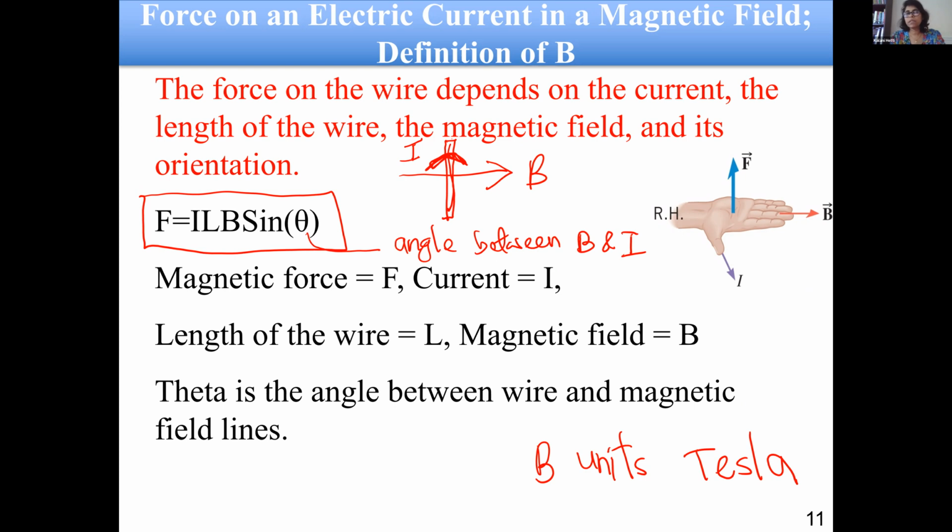Call it theta. In this case, it is actually 90 degrees. When it makes 90 degrees, your force is maximized because sine of 90 will be just 1. So that will create the maximum magnetic force. But let's practice the right-hand rule.